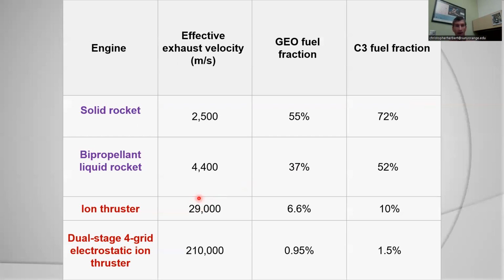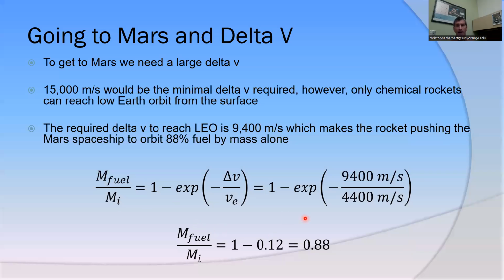But look how much better ion thrusters are. 72% of the rocket's mass would have to be the solid rocket itself. Over half of it would be bipropellant rocket, where the ion thrusters would only take up about 10% of the total mass. And if we could go to this dual stage thruster, we could drop that down to a few percent. So again, when we look at these ion engines, they really do greatly improve what we need to get from point A to point B.